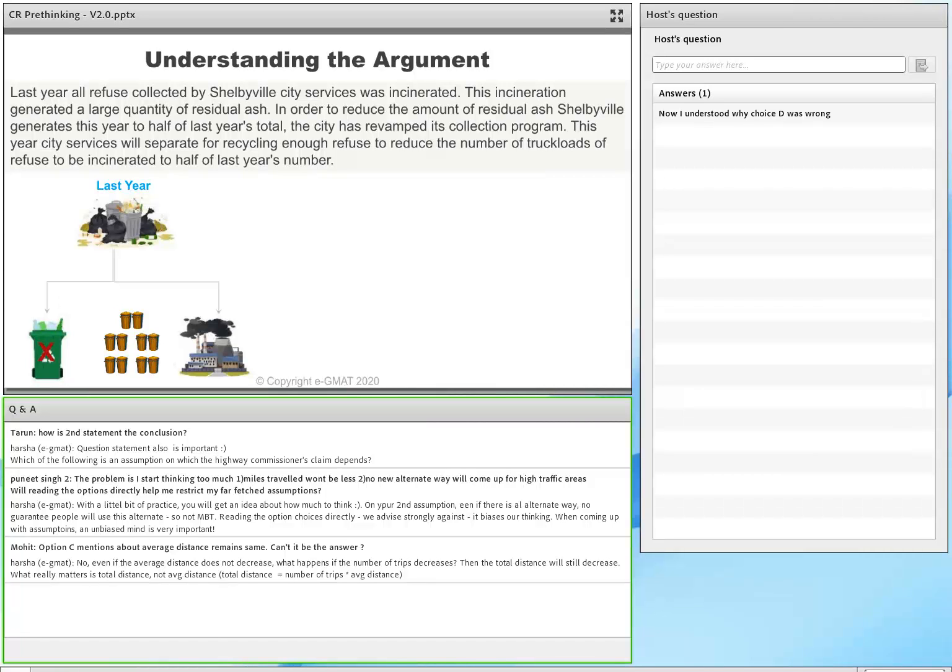Let's assume one of these trash cans is a truck. How many trucks did we send for incineration last year? Good. 10 trucks. Right? We sent 10 trucks.